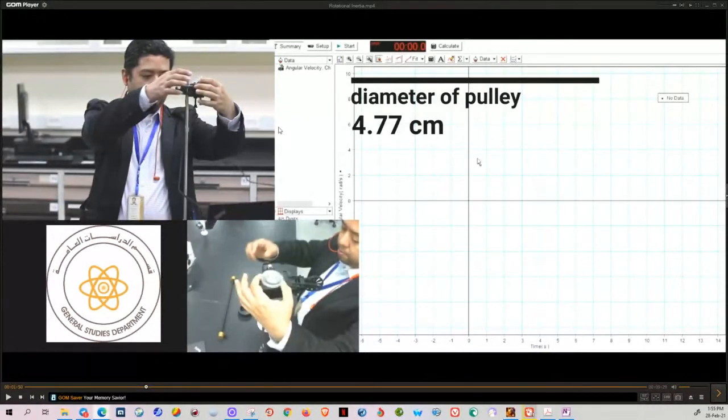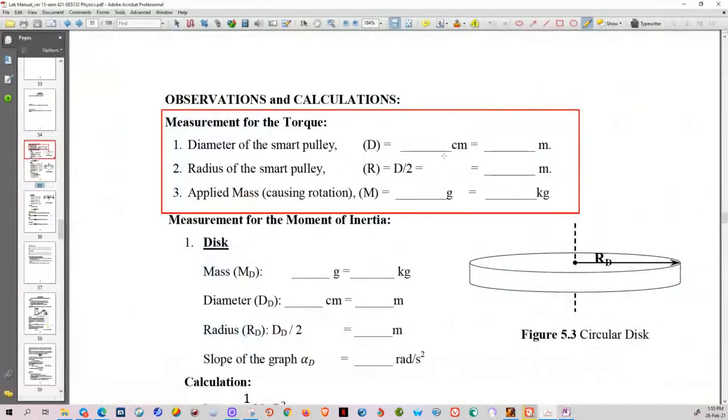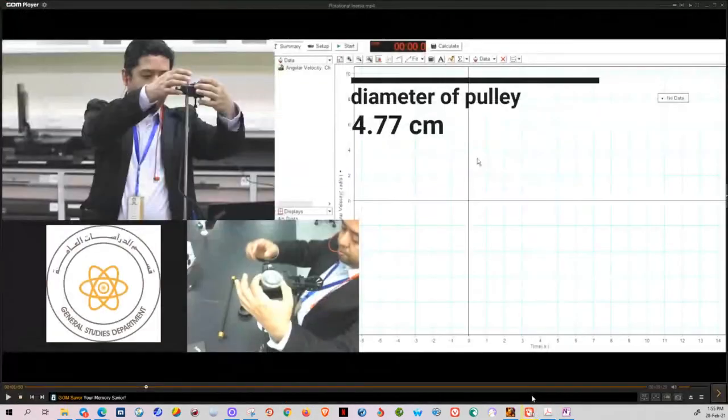Yalla, Shabab, that is the diameter of the pulley. We already measured it for you. Okay? Again, that's the diameter of the pulley. Where are you going to write it? You will go to the data sheet. Diameter of the pulley is there. Okay? Go ahead, write it. Let's continue.